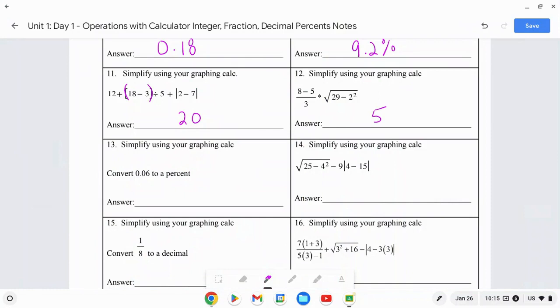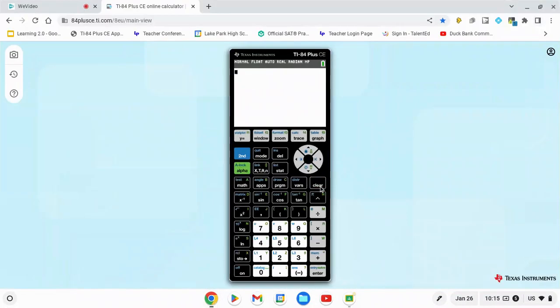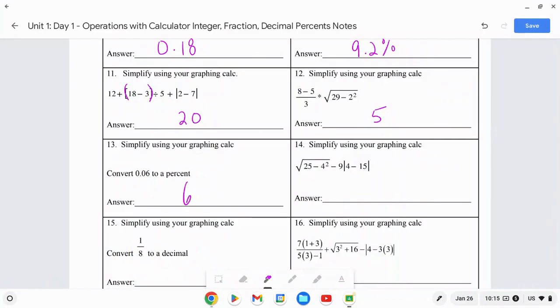13 is just reviewing how to convert from a decimal into a percent. So remember, you just have to multiply by 100 in the calculator. So I'm going to type in 0.06 and then just multiply that by 100 to get the percentage. So that would be the same thing as 6%. So 6%.